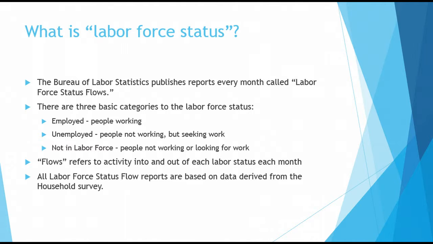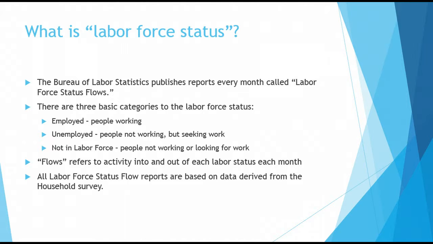So all of these status flow reports are based on data that comes out of the household survey as opposed to the establishment survey. Remember, the establishment survey is just of payrolls of a very narrow number of companies, but it's very accurate. The household survey is a much broader survey. It's a much larger sample, but as a percentage of the population, it's a very small sample. So the household survey does have its problems with accuracy, but it is what we base the unemployment rate on.